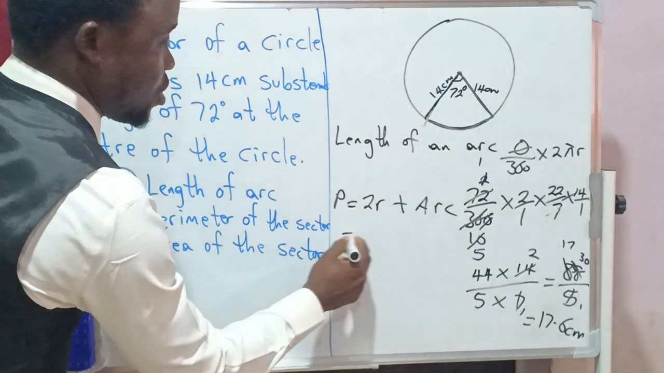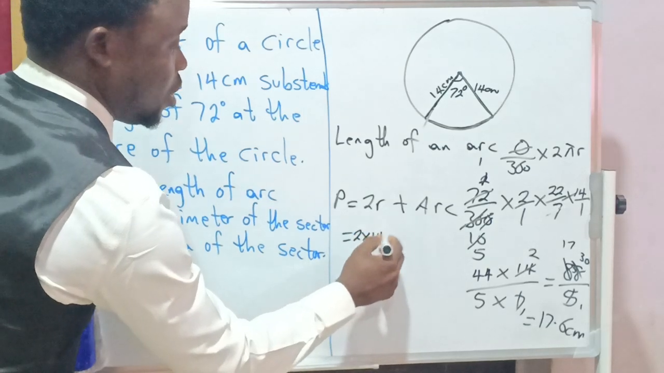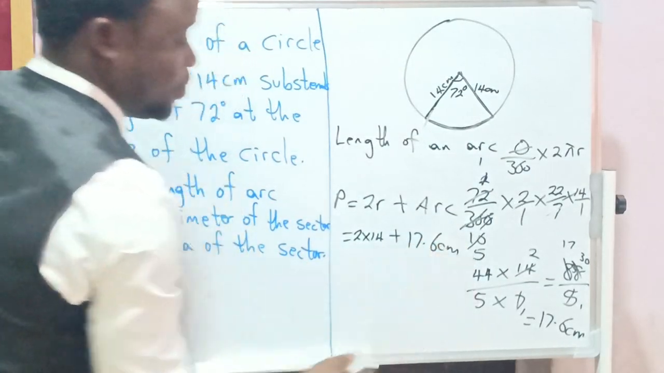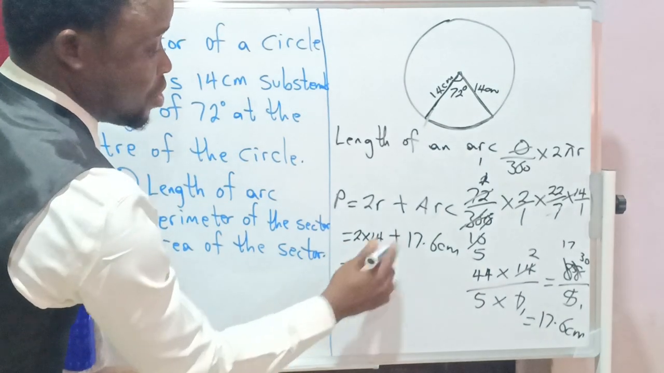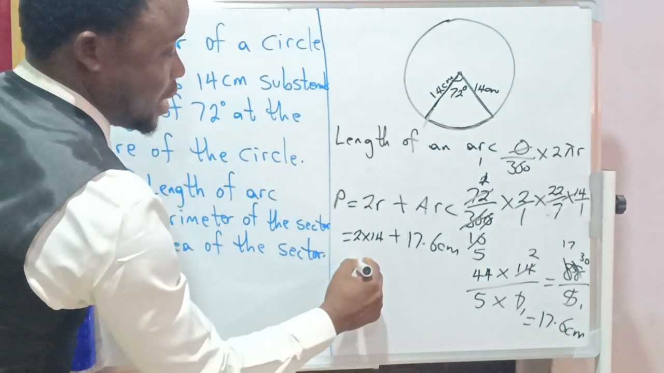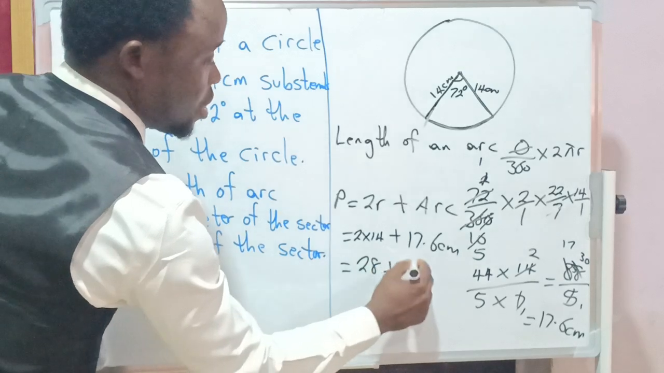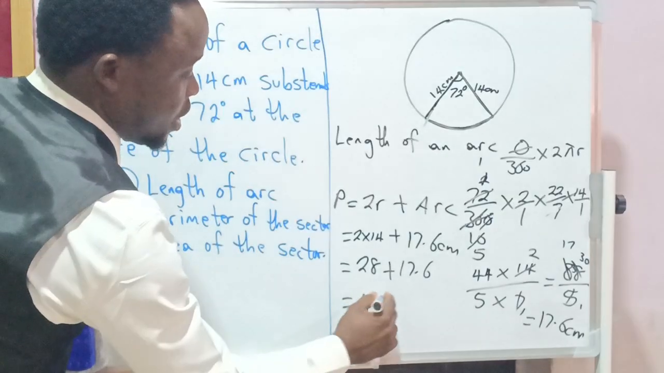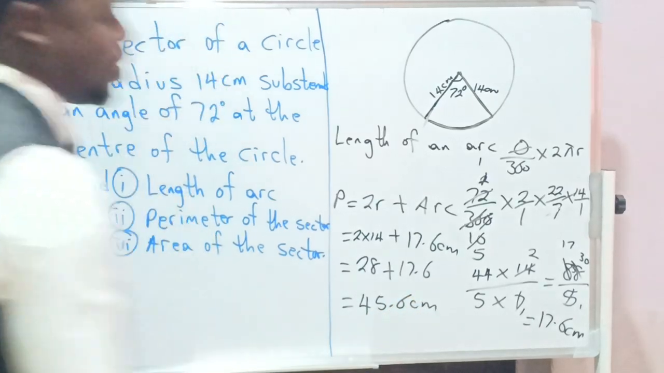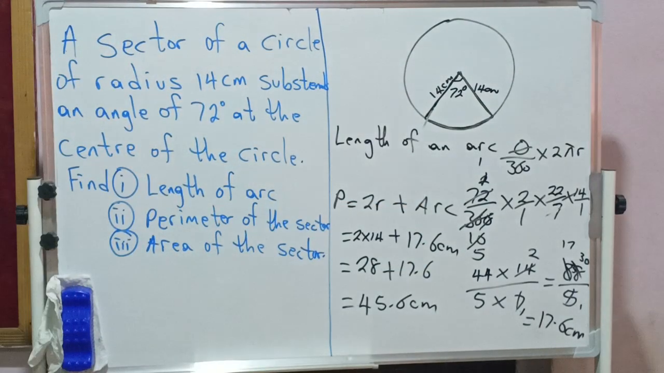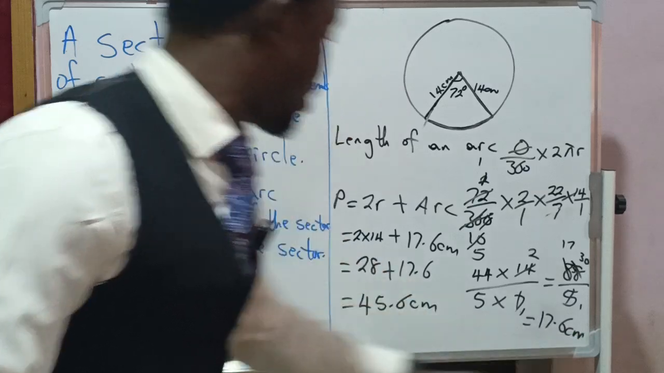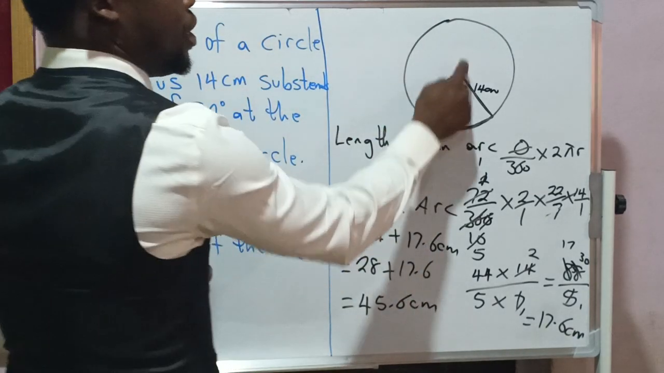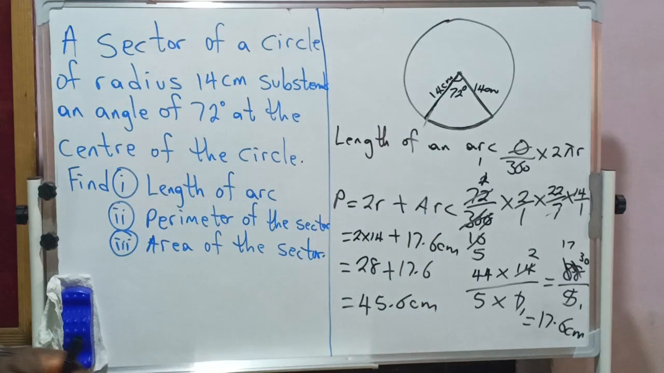So the 2 radius, which is 2 times 14, plus the arc, which is already 17.6 centimeter. This plus this is 28 plus 17.6. 28 plus 17 is 45, and 0.6 centimeter. So this is the length of the arc, and this is the perimeter of the sector. The sector has to do with the 2 radius and then the length of the arc.